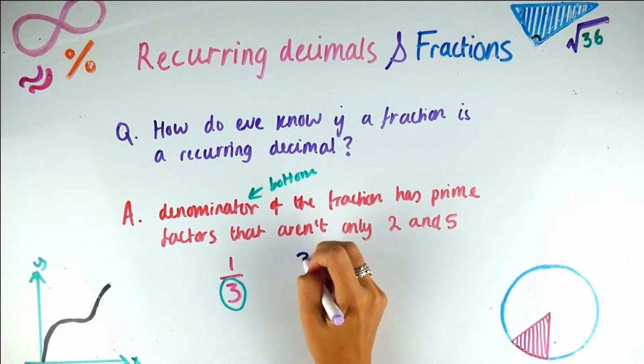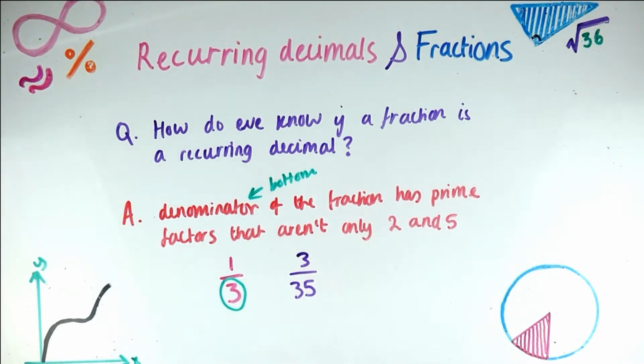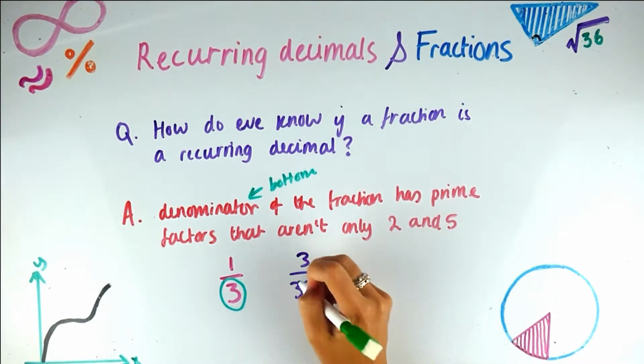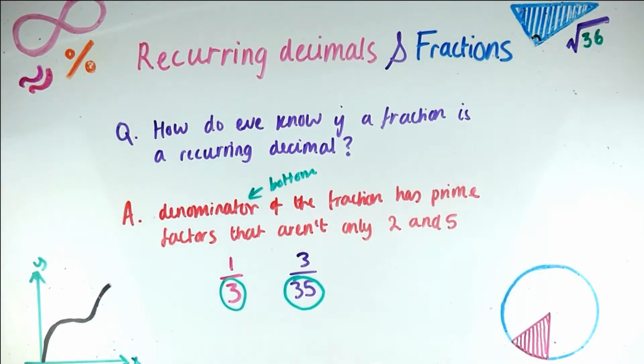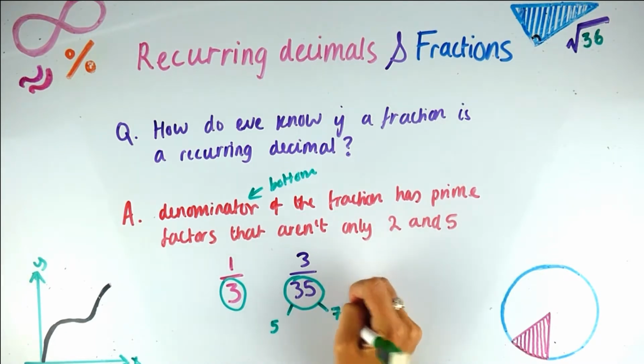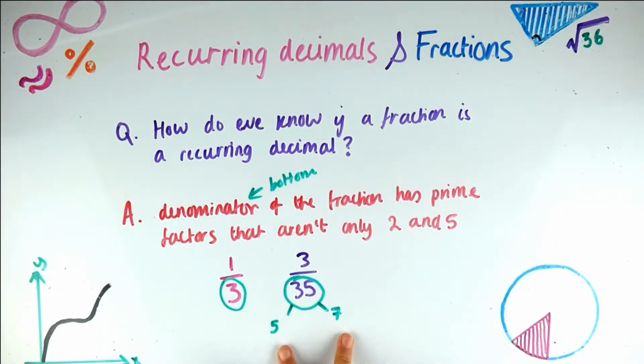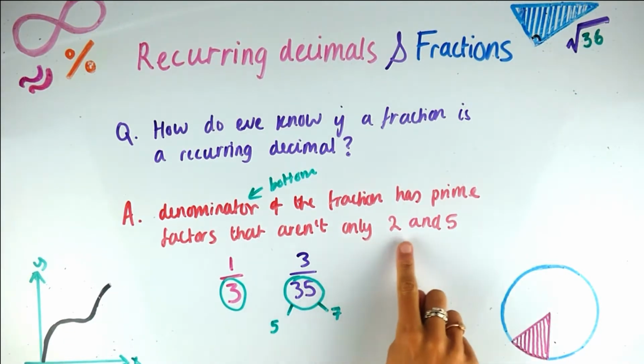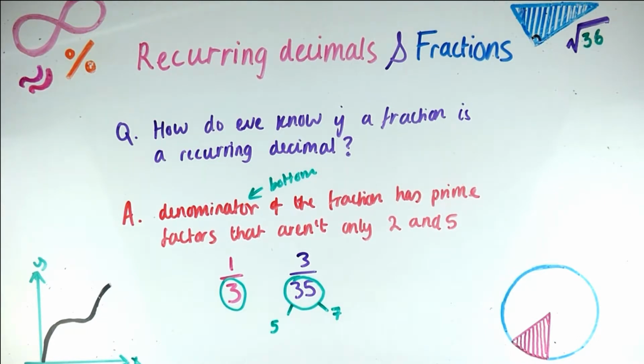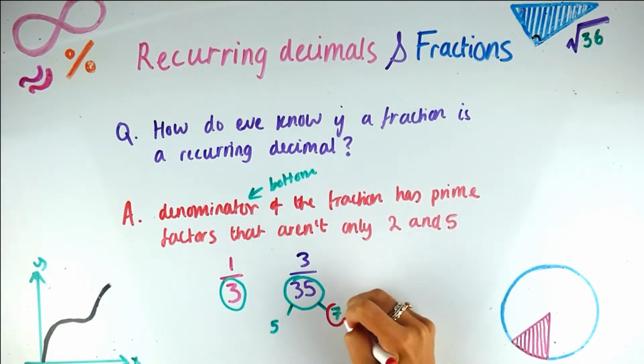What if we look at 3 over 35? Is that a recurring decimal? Let's have a look. Does the denominator have prime factors that aren't only 2 and 5? What are the prime factors of 35? It's 5 multiplied by 7. They're both prime. So yes, it has a prime factor that isn't 2 or 5, because this 7 is not 2 and it's not 5. So that we know is a recurring decimal.